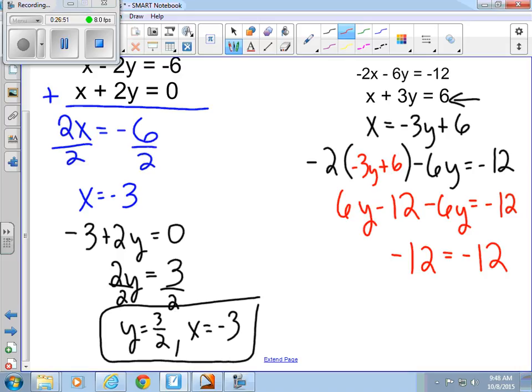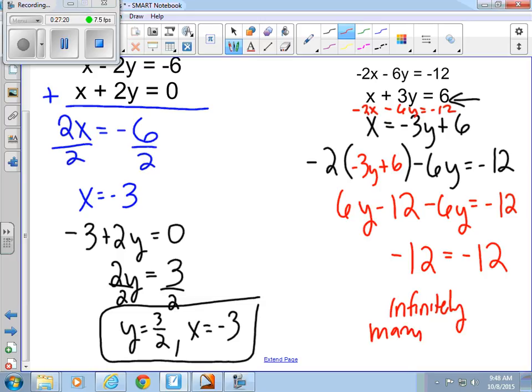If I were to have done elimination, really quick glance up there, if I were to multiply this bottom equation by negative 2, wouldn't I get negative 2x minus 6y equals negative 12? Is that and that the exact same equation? So it's the same line, right? What does that mean if you have the same line? Infinitely many solutions.